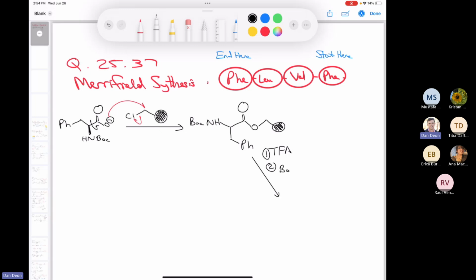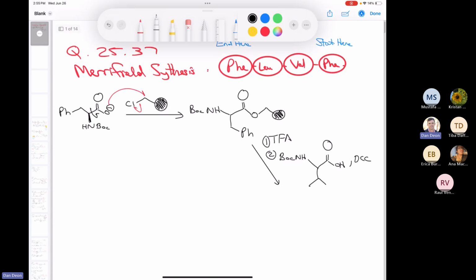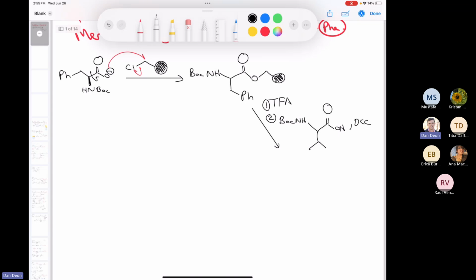So I'm going to write it the same way. So Boc and H. Okay, here's my carboxyl group. Don't worry about the stereochemistry. Let's just get the carbon atoms in there. So there's my valine, and I'm going to need dicyclohexylcarbodiimide. Okay, so now it's going to get a little bit bigger.